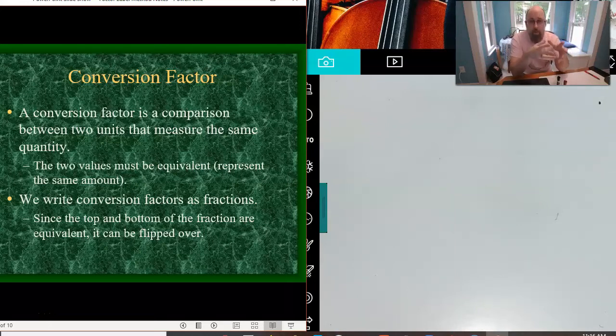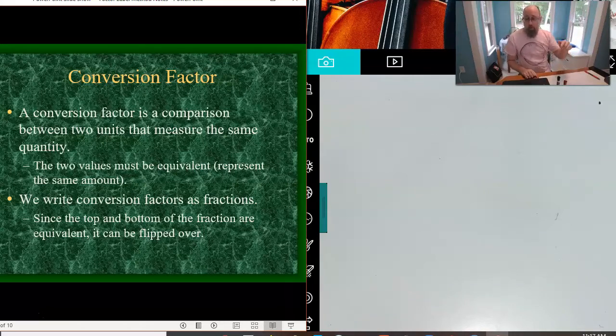In the same way, we could say that 1,000 milligrams are equivalent to 1 gram. Again, they're not numerically equal, but they represent the same mass. 1,000 milligrams and 1 gram are the same quantity of matter, which is something we'll also talk about down the line in this course. And so we need two values that are equivalent. They represent the same amount in different units. And then we write that as a fraction. So we take those two values, and one goes on the top and one goes on the bottom. Because they're equivalent, we can write it either way.